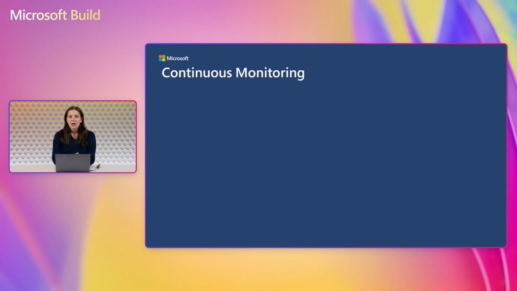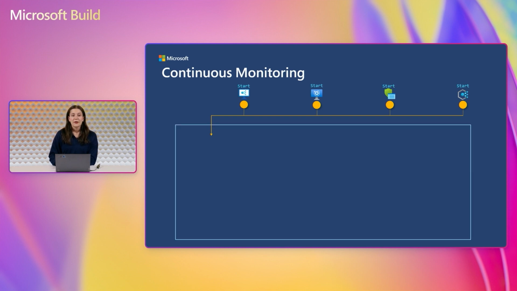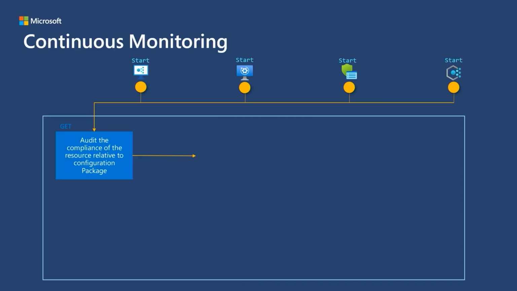Awesome. So we've talked a lot about continuous monitoring, but what does this look like from a lifecycle perspective? So whether you're assigning a configuration through Azure Policy, through Microsoft Defender for Cloud, through Azure Automanage, or natively through ARM or Bicep templates, the first step here is always a get method. So we'll audit the compliance of your resource relative to the configuration package. The next step here is test. So we'll see, is the resource compliant with the settings as described within that configuration package or document?